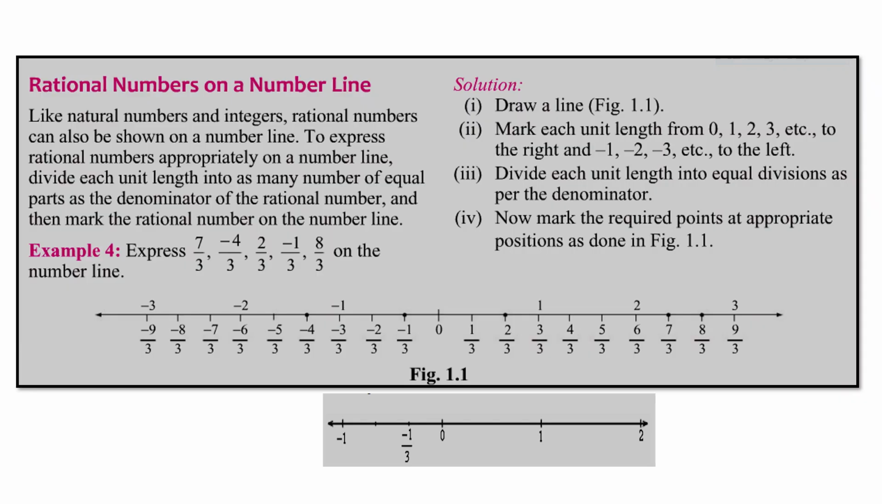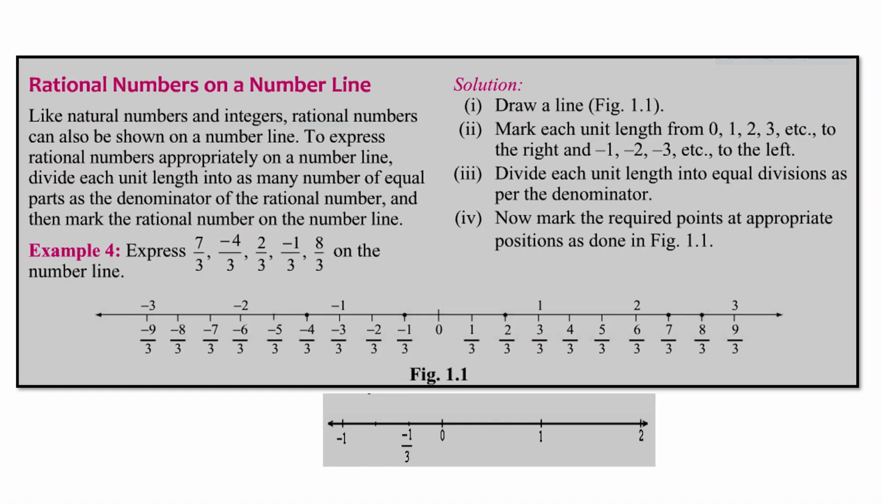How to represent rational numbers on a number line? Like natural numbers and integers, rational numbers also can be represented on a number line. To express rational numbers appropriately on a number line, we have to divide each unit length into as many equal parts as the denominator of the rational number is. And we have to proceed as shown. Example, to express 7/3, -4/3, 2/3, -1/3, 8/3 on the number line.